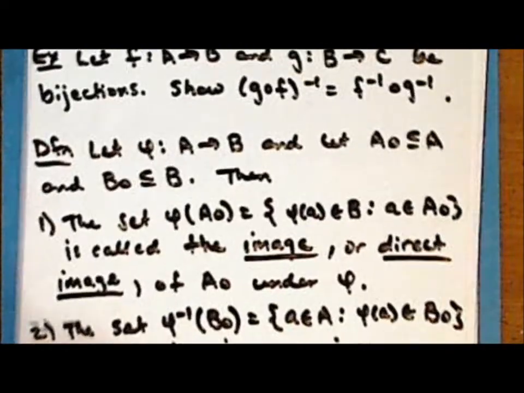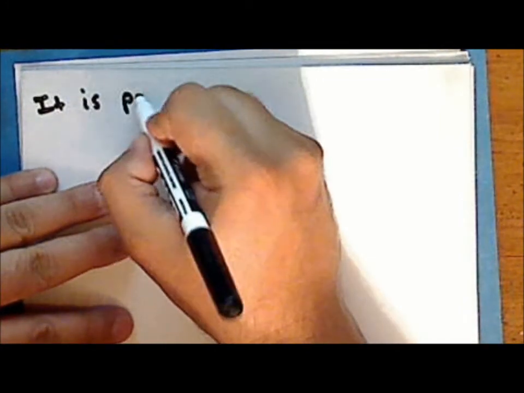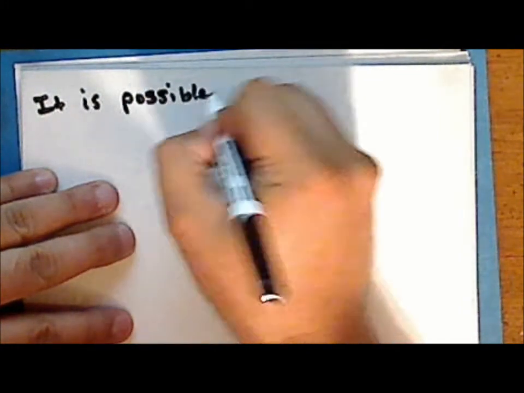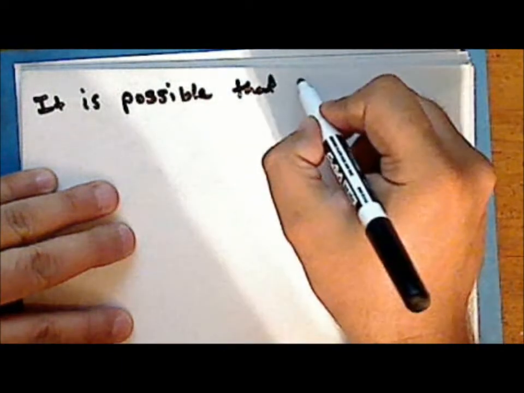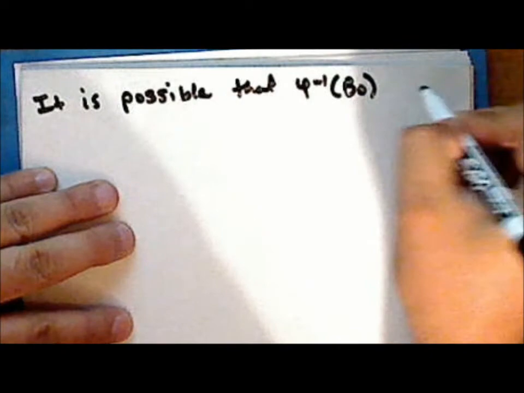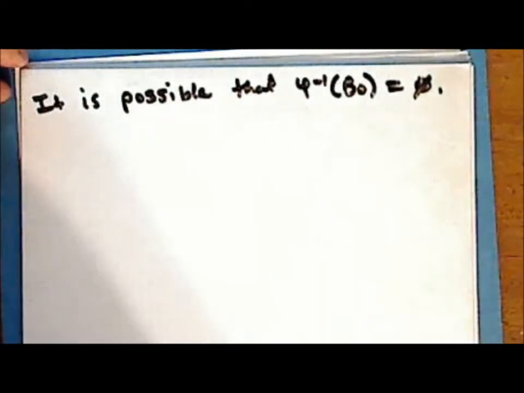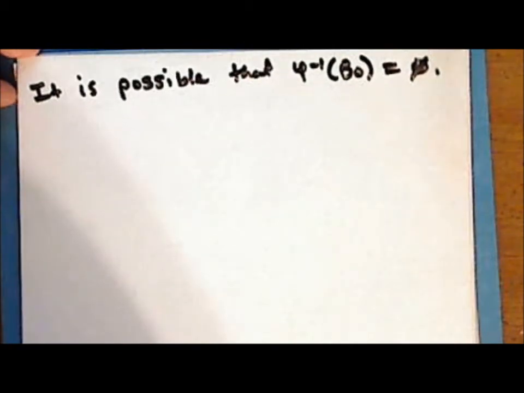So also notice that it is possible that the inverse image of a given subset B sub naught of the codomain is empty, since it is possible that there are elements in the codomain that were not mapped onto.